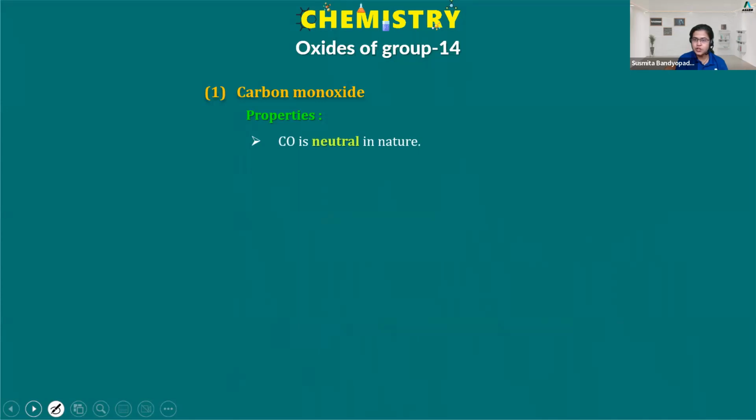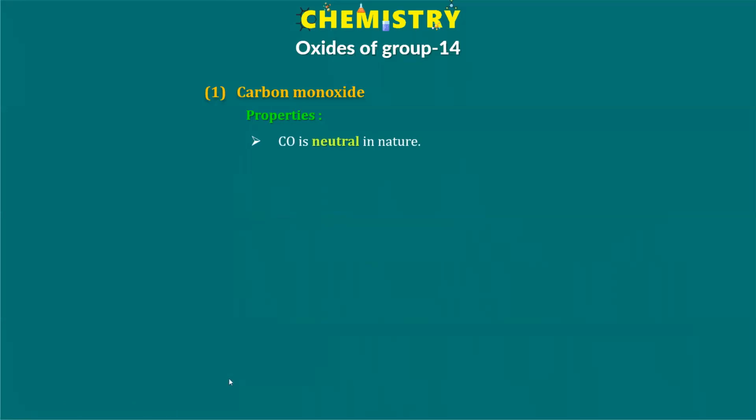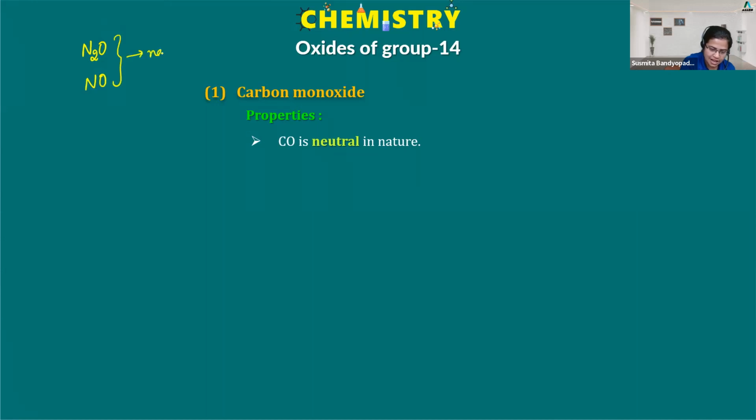Okay. So CO is neutral in nature. Students, in group 15, there are two other oxides of nitrogen which are neutral. I always correlate it like this. Which oxide of nitrogen are those? At least tell me the formula. Nitric oxide. Absolutely correct. One more. N2O. Yes. So in the group 15 elements, N2O and NO as well are neutral, and our CO is neutral.